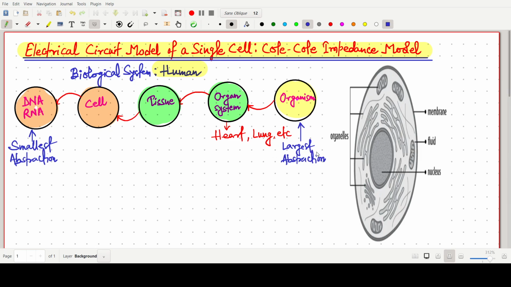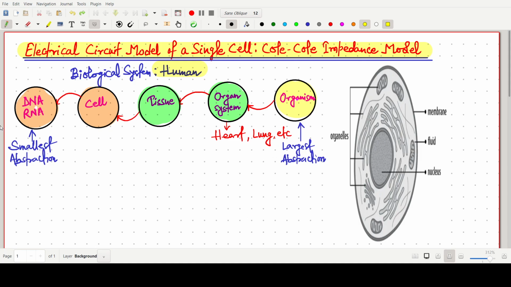But our point of focus is the cell. I am not a biology teacher. I am an electronics guy, so we have to model the electrical circuit model. For the electrical circuit model, we have to focus on only one thing, that is our cell. So we will focus on the cell. Clear?